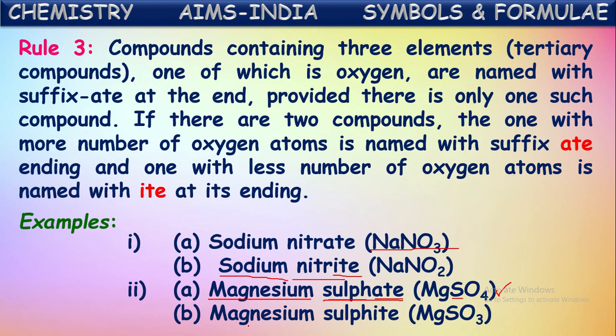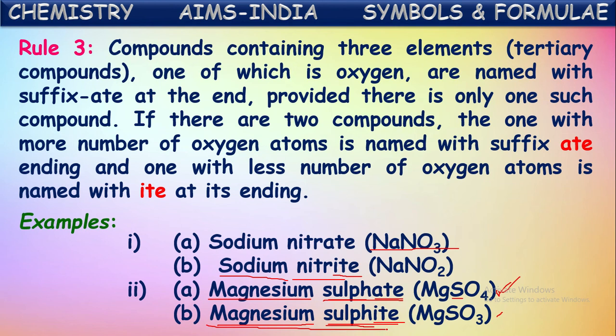Next, one more compound, MgSO3, which has fewer oxygen atoms than the first one. In naming this compound, first the metallic element's name is written. Next, the non-metal other than oxygen, that is sulfur here. So magnesium and sulfur are written. At the end of the non-metallic element's name, -ite is attached by eliminating some letters. Now it became sulfite. Thus, the compound name will be magnesium sulfite.